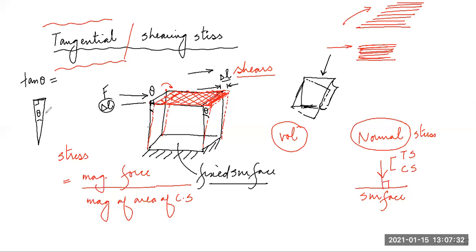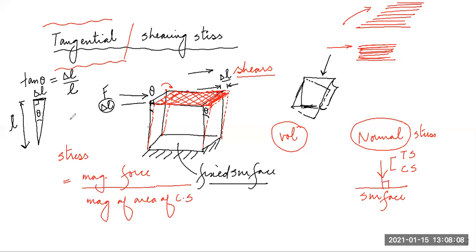Use your trigonometric knowledge. What is tan theta in this case? This length is delta L. So what will be tan theta? Let's say this length is L. Tan theta is delta L by L.